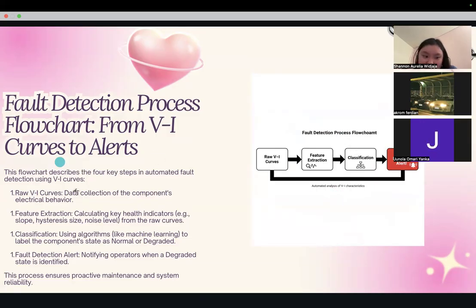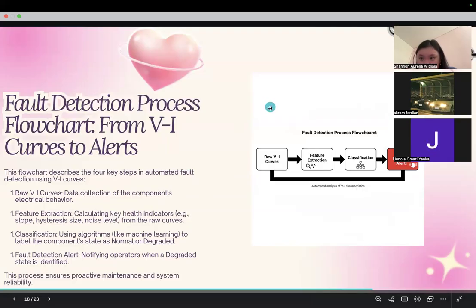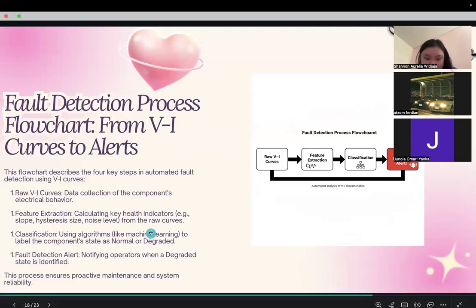So the raw VI curve, that is the data collection of the components' electrical behavior. And then the feature extraction is calculating key health indicators like the slope, the hysteresis size, noise level from the raw curves. And then the classification is using algorithms like machine learning to label the components' state, such as normal or degraded, in a linear regression model.